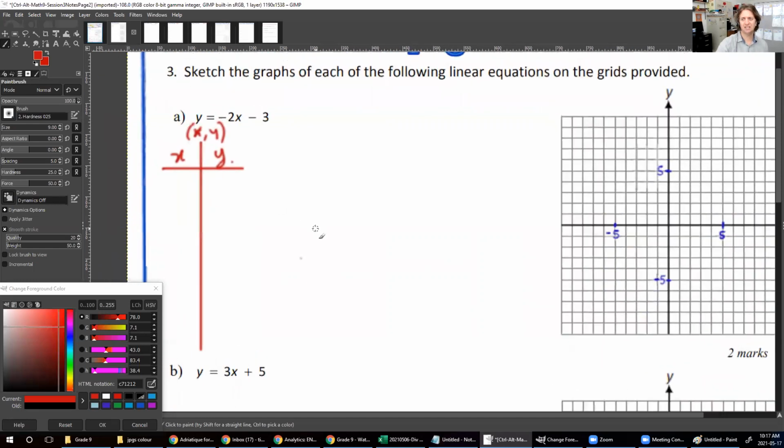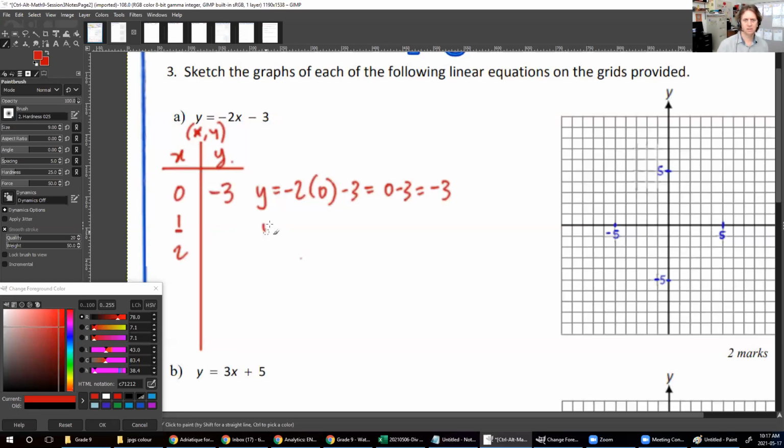Probably the easiest ones for something simple like this is to choose 0 for sure, because 0 is often the easiest math. 1 and 2. Why not? Okay, and then if x is 0, I'm going to replace x with 0. What is y? Well, y is equal to minus 2 times, instead of x, my x value, which is 0, minus 3. So this is going to be minus 2 times 0 is 0, minus 3. So it's going to be negative 3.